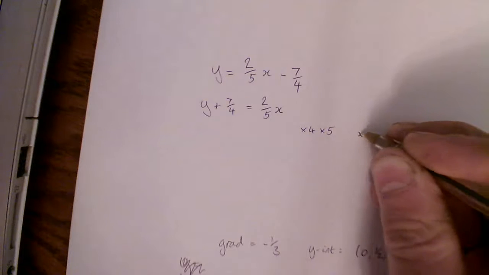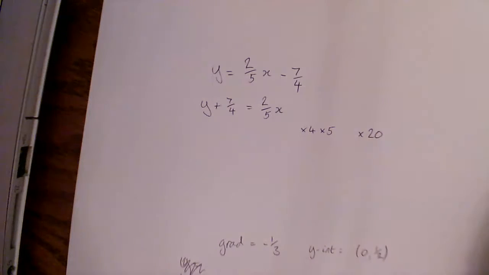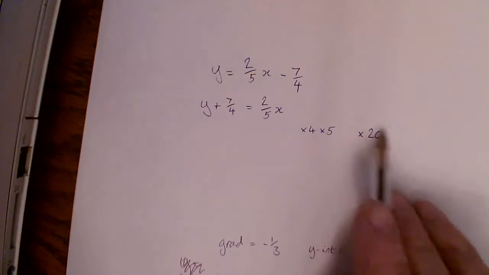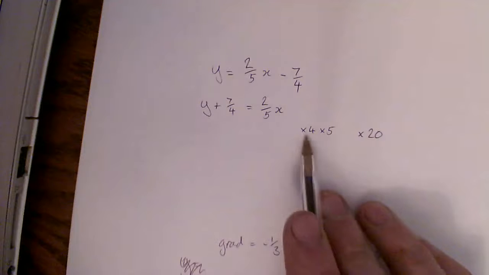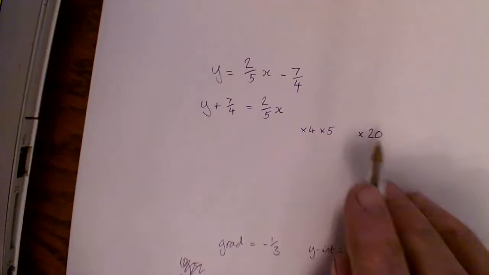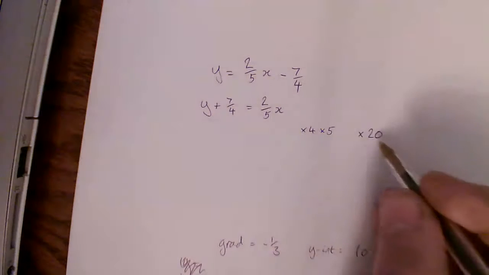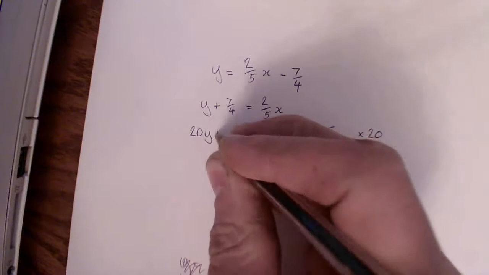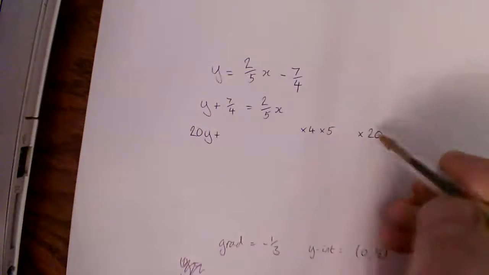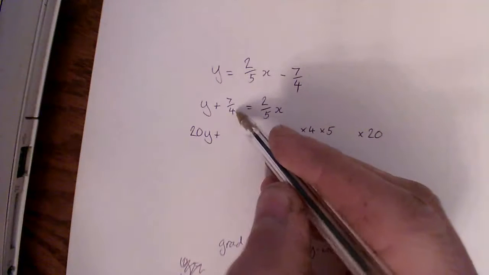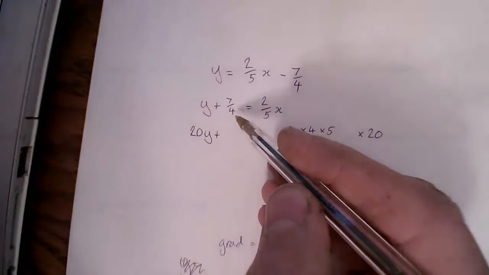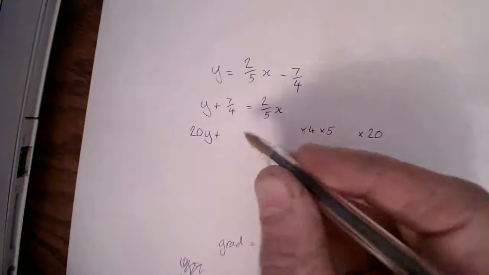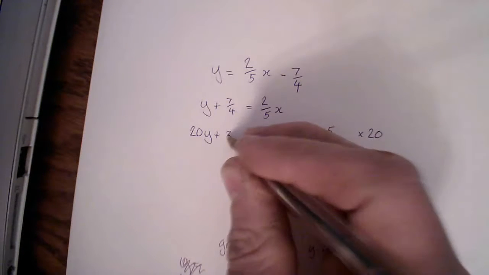So that's overall the same as timesing by 20. So it's a little bit of a shortcut to times by 20. If you do this in 2 steps, that doesn't matter. But this is a nice shortcut that we can take. So if we times by 20, we get 20y. 7 times 20 is 140. Divide that by 4. So we're doing 140 divided by 4. And that is going to give us 35.